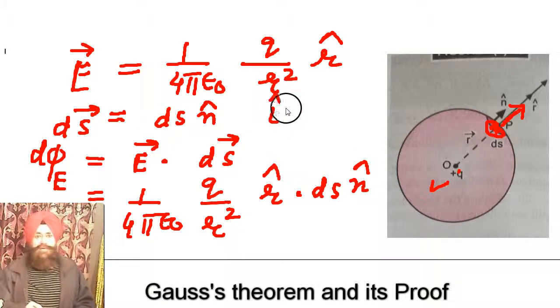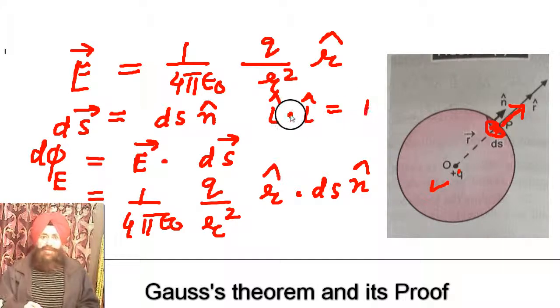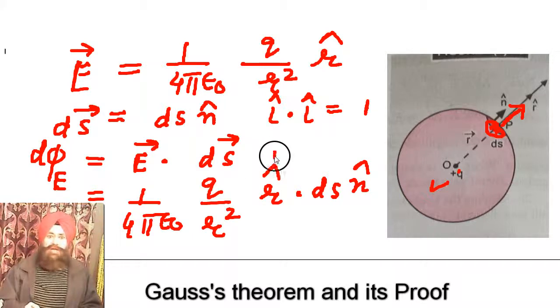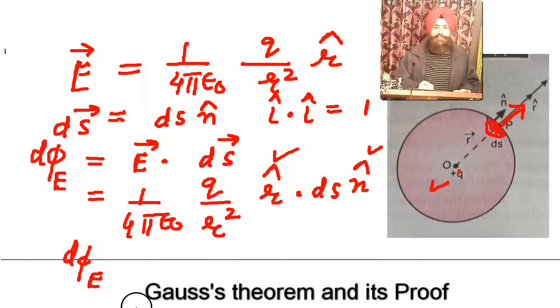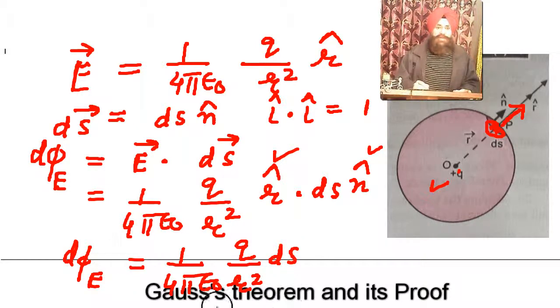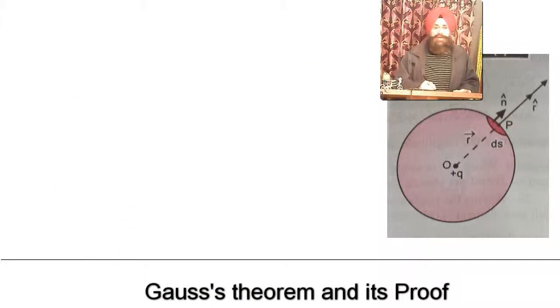Now r cap dot r cap, the dot product, is 1, because both are along the same direction. Similarly, r cap and n cap, both are along the same direction. So r cap dot n cap is 1. So d phi E, very simple, becomes constant, okay, q by r square into ds. This is the small electric flux. How do we find the total flux?